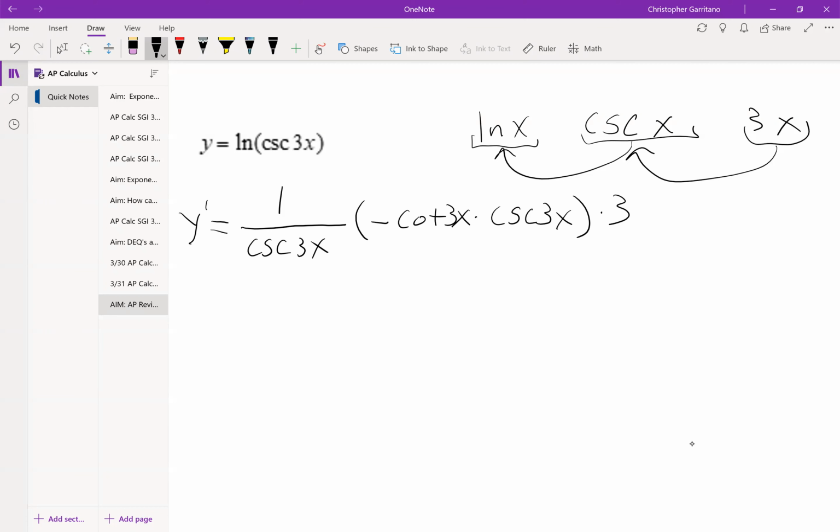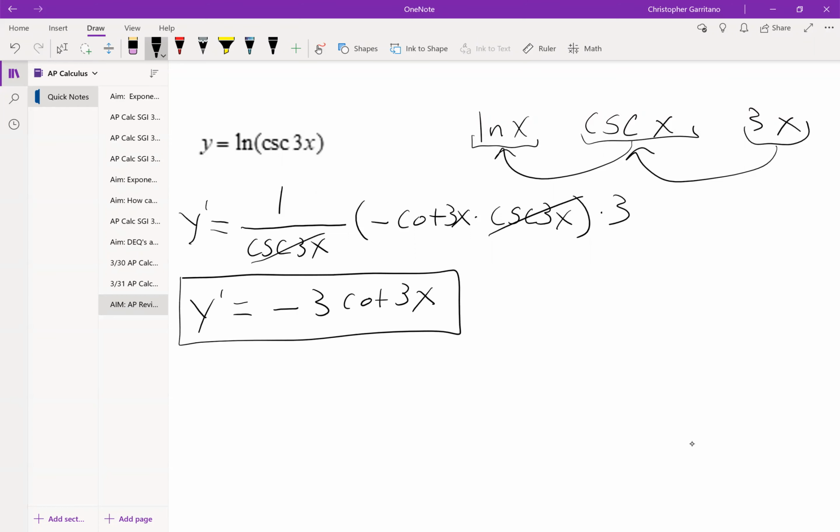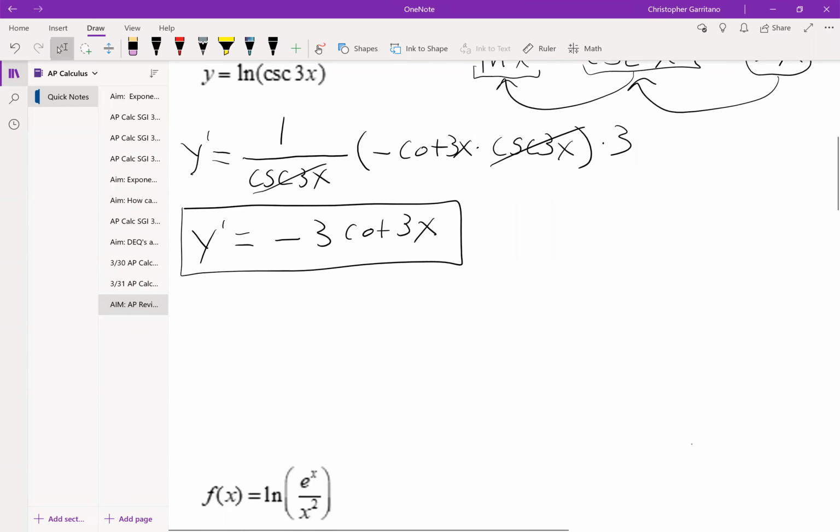All right. And of course, things simplify kind of nicely here. We have a cosecant in the denominator and the numerator. You could bring that 3 to the front, and you can write this as negative 3 times cotangent of 3x. And very likely, if this were a multiple choice problem, this is how you would see the answer written. So on short answer, no, you don't have to simplify necessarily, but it's good to get in the habit because multiple choice will typically simplify. All right, moving on.